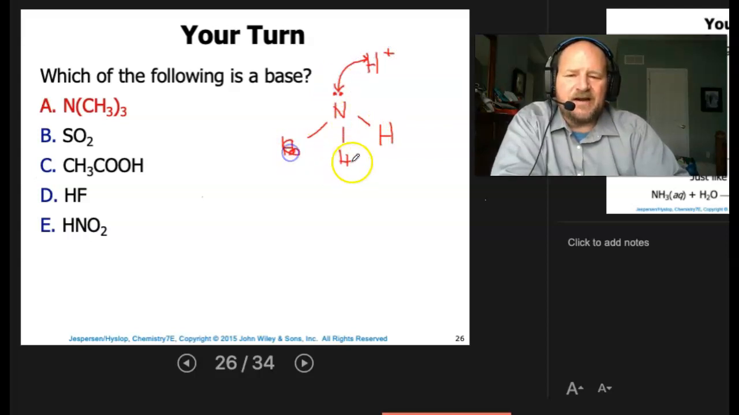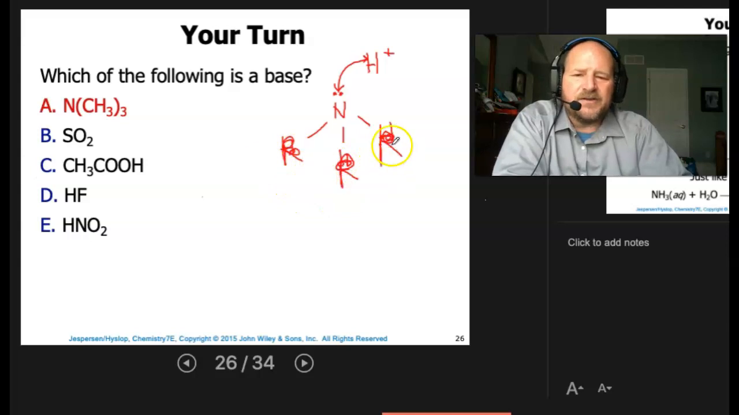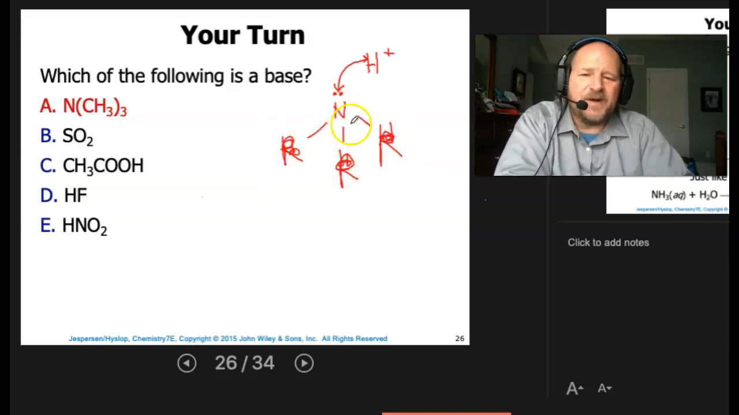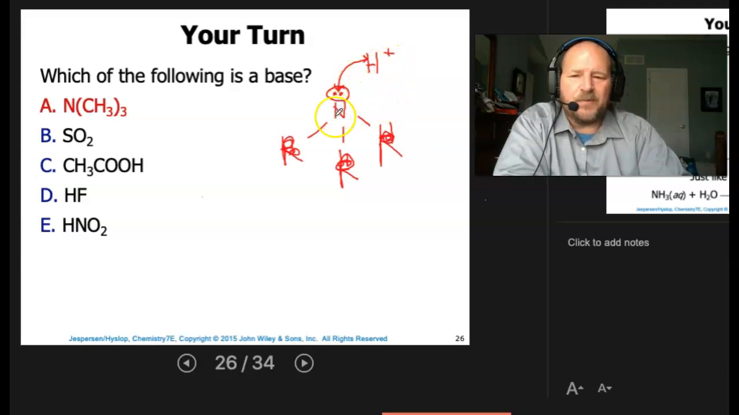So it really doesn't matter for the nitrogen what's down here. We can actually turn these into R's, because R's can be anything. And so the R's down here are taking up those bonding electrons, but it leaves that lone pair up here on the nitrogen, and that's what's going to be acting as our base. It's going to be accepting that proton.